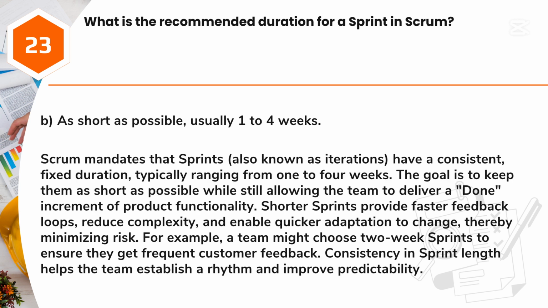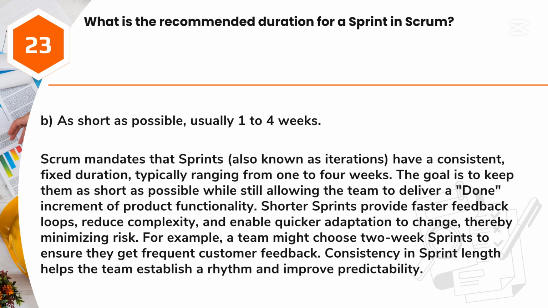Answer: B. As short as possible, usually 1 to 4 weeks. Scrum mandates that sprints, also known as iterations, have a consistent, fixed duration, typically ranging from 1 to 4 weeks. The goal is to keep them as short as possible while still allowing the team to deliver a done increment of product functionality. Shorter sprints provide faster feedback loops, reduce complexity, and enable quicker adaptation to change, thereby minimizing risk.